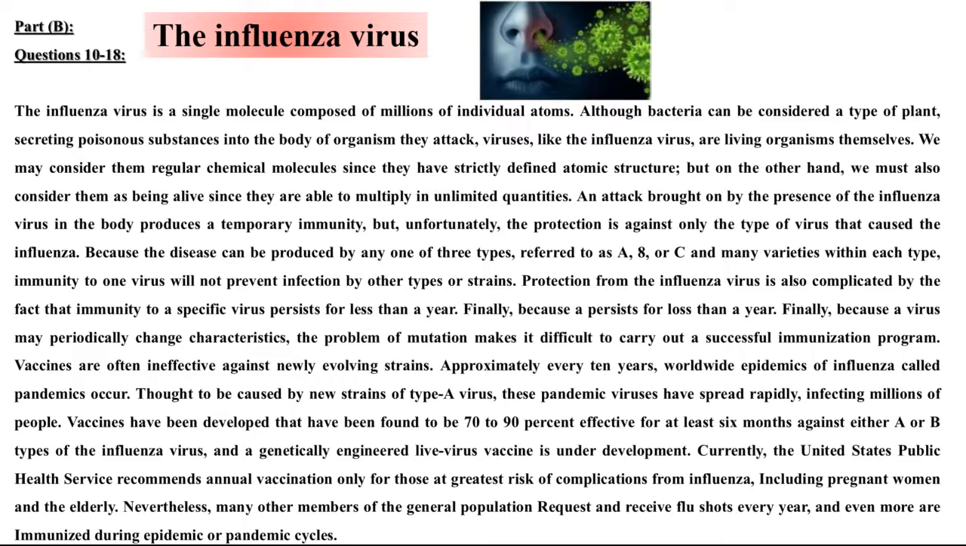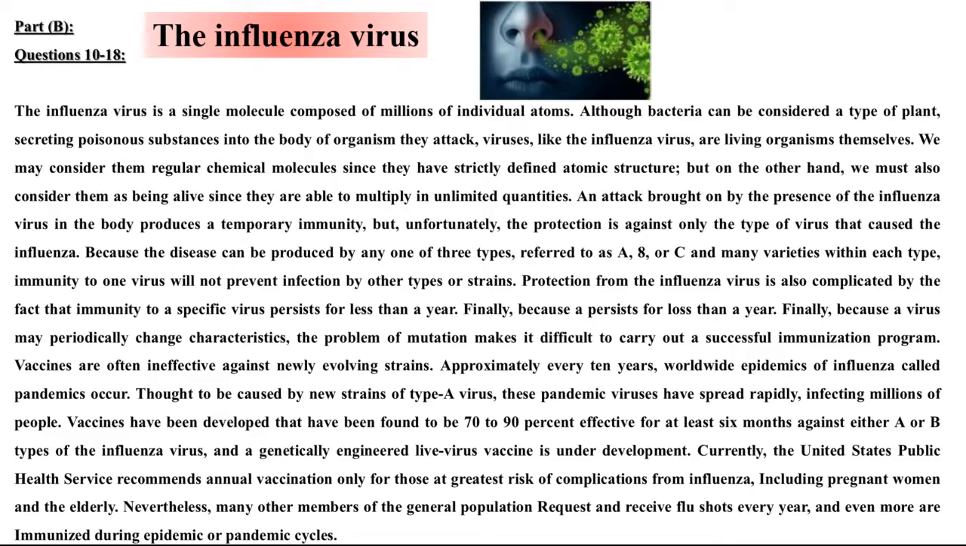Because the disease can be produced by any one of three types, referred to as A, B, or C, and many varieties within each type, immunity to one virus will not prevent infection by other types or strains. Protection from the influenza virus is also complicated by the fact that immunity to a specific virus persists for less than a year.